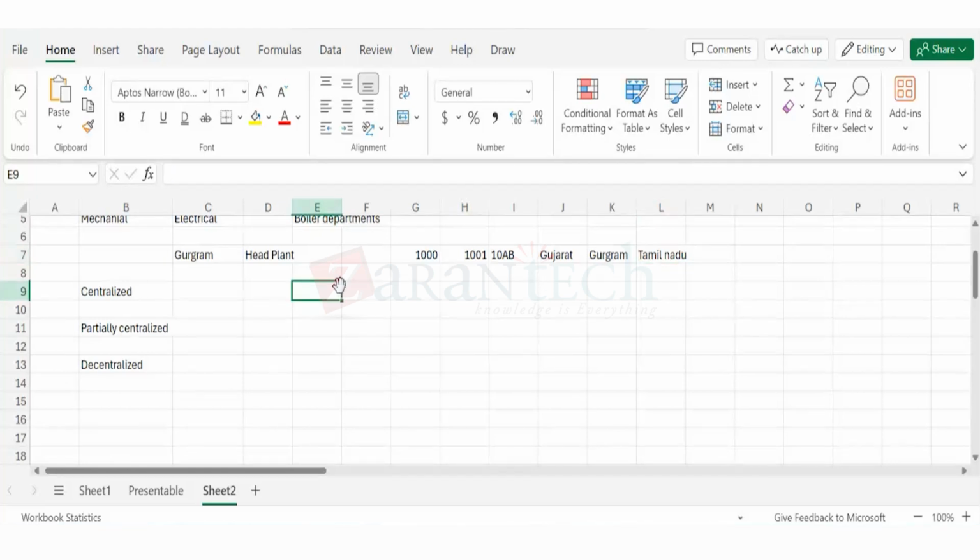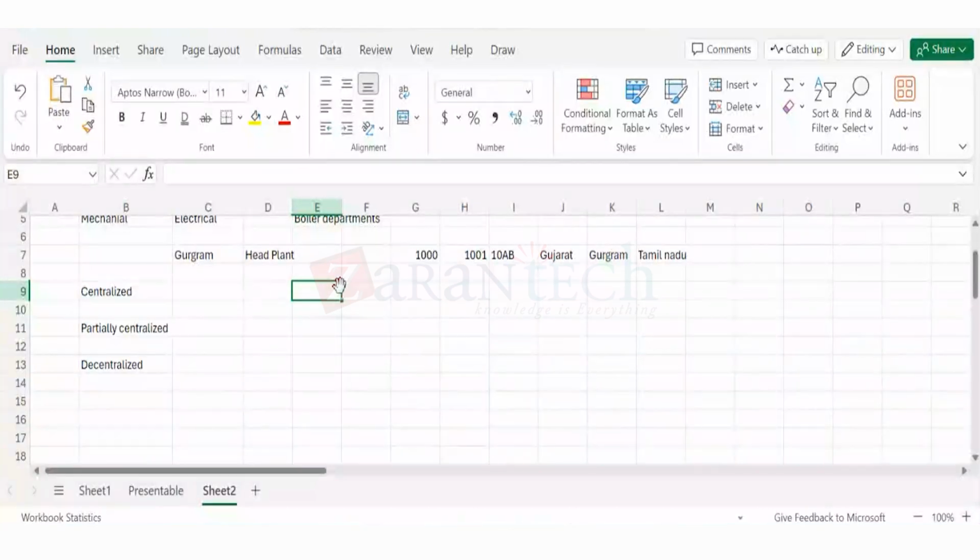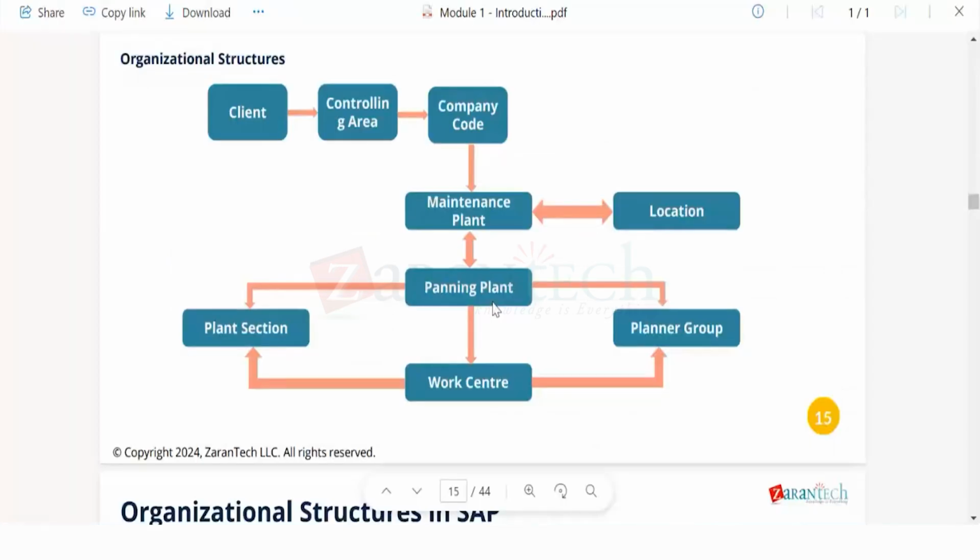So the thing is, here again we talk about the control. Control is with the planning plant. The planning plant is still in the higher maintenance plant. So this is a major catch here. You could get this in various interview questions.